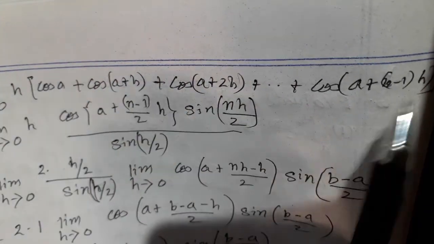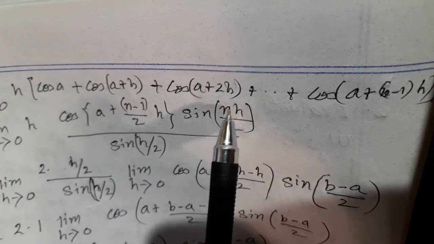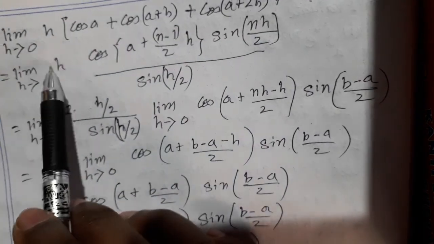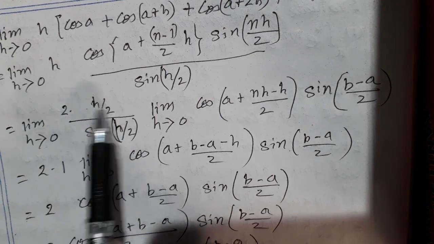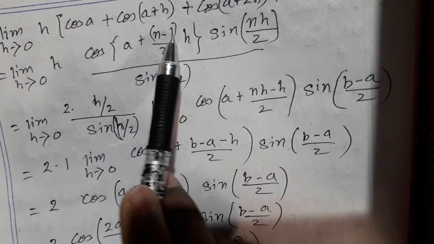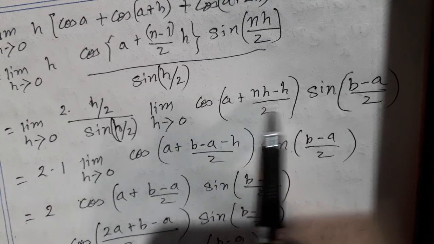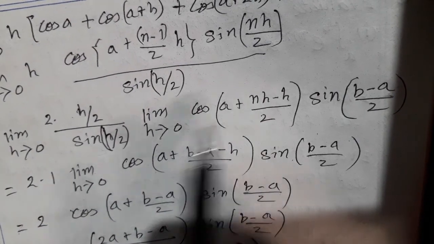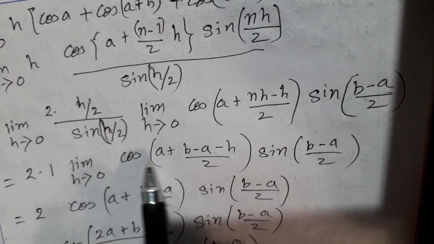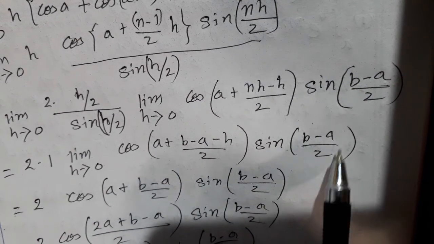The formula for this is nothing but cos(a + (n-1)h/2) sine(nh/2) divided by sine(h/2). After that you take these two together, so as before, we have 2 into (h/2)/sine(h/2), limit h tends to 0, this n you multiply inside, so nh minus h by 2, sine((b minus a)/2), then you do the LCM. This part will give you 1, so we have 2 into 1, limit h tends to 0, cos(a + (b minus a minus h)/2) sine((b minus a)/2).